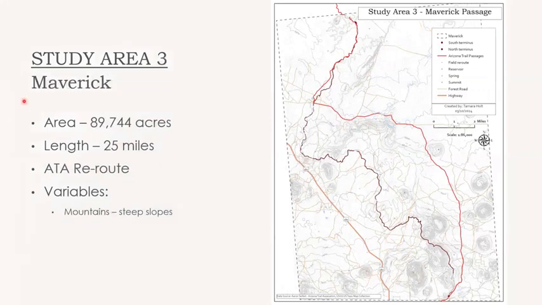The third study area is Maverick, Passage 34, northwest of the San Francisco Peaks and Coconino National Forest. It travels along a dirt road from Kelly Tank up to Cedar Ranch. Approximately 75% of the original trail is on an old forest road. This study area is almost complete with extensive field work, which you can see in brown, and analysis, and has GPX data for the field reroute. The variable at this site is the steep slopes from the surrounding mountains.